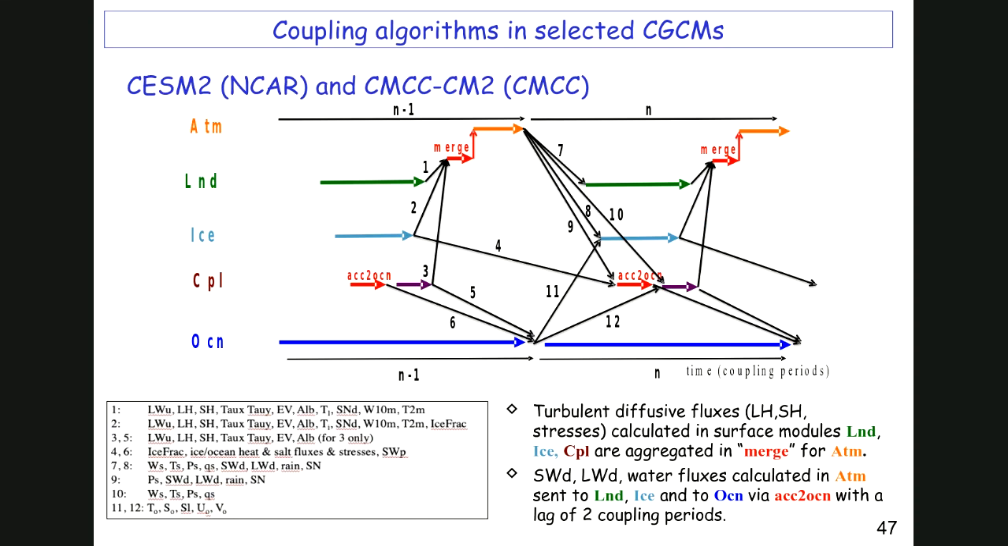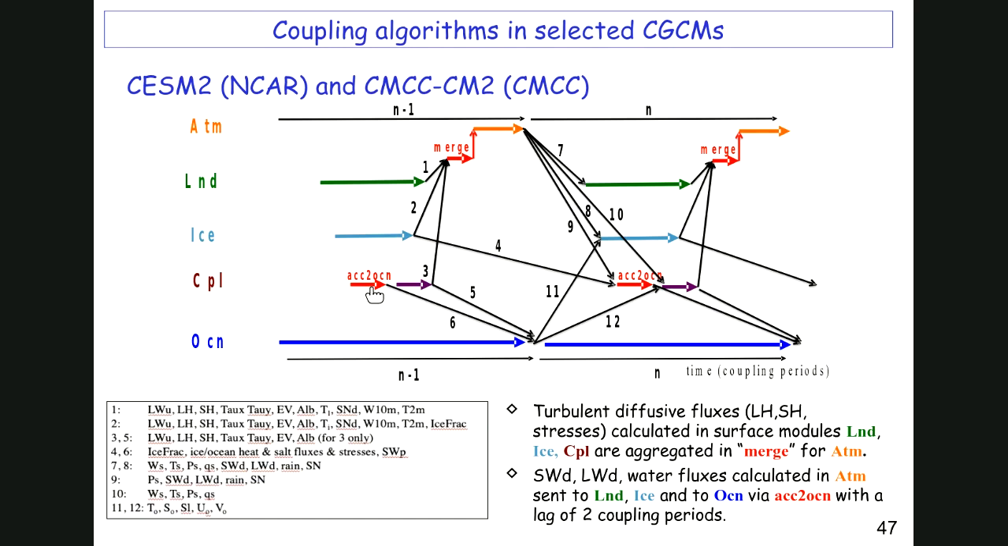surface. And now 2 minutes on the more complex algorithm implemented in CESM at NCAR and also in the Italian model. I will not go into all the details, but what we have here is an atmosphere model running, an ocean model, and separate surface modules, let's say for the land, the ice, and for the coupling. What is specific here about this model is that the turbulent diffusive fluxes, so the latent, the sensible, and the wind stress, are all calculated in those surface modules at the resolution of the surface.